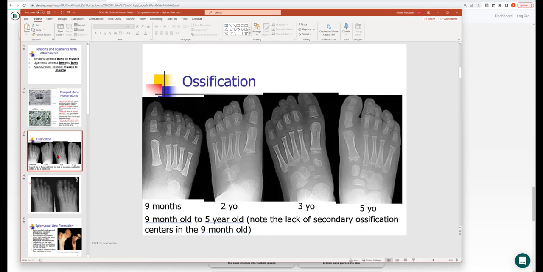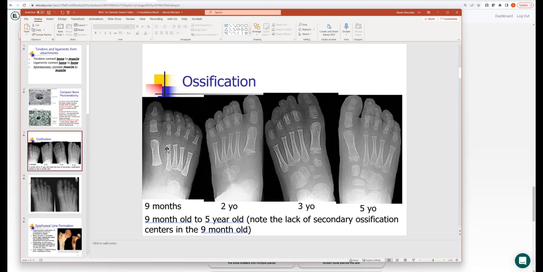Wanted to show you a really cool image of a child's foot and how it changes over time. Look at this. This is a 9-month-old. Look at the bones. We can see the phalanges. We can see the metatarsals, and we get a little bit of a glimpse of some of the tarsal bones. Is it any wonder that you can squeeze a 9-month-old into a shoe, right? And that foot is very flexible. The bones are not yet articulating.